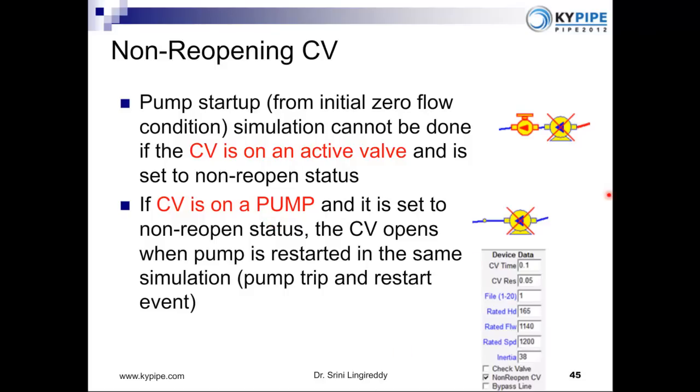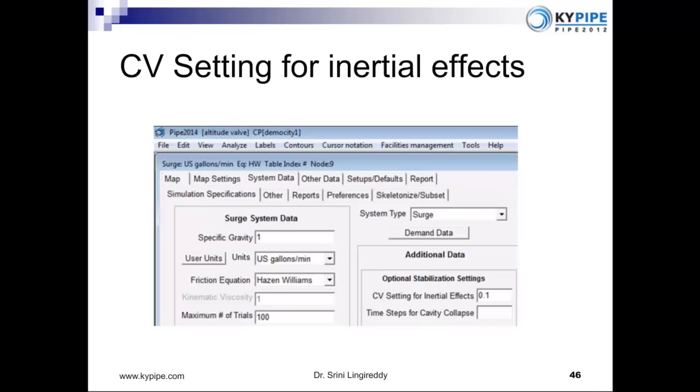If the CV is on a pump, not on an active valve, then we are allowing the check valve to open when the pump is restarted. You trip the pump and then restart again, and we allow the check valve to open. Okay. Now the last one on this, the existing one, was the CV setting for inertial effects.